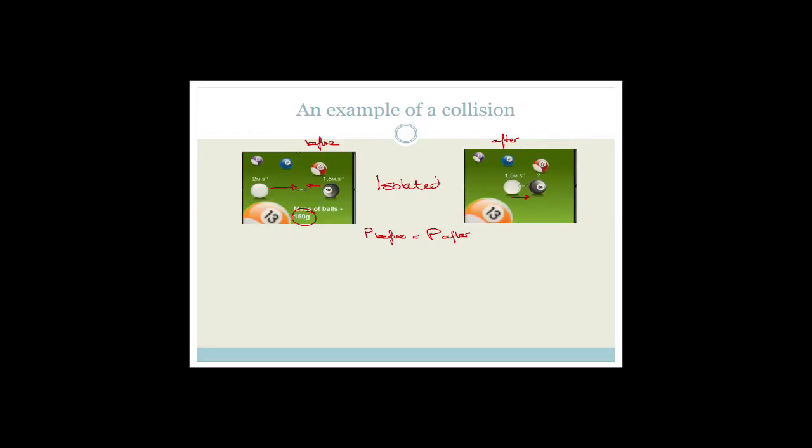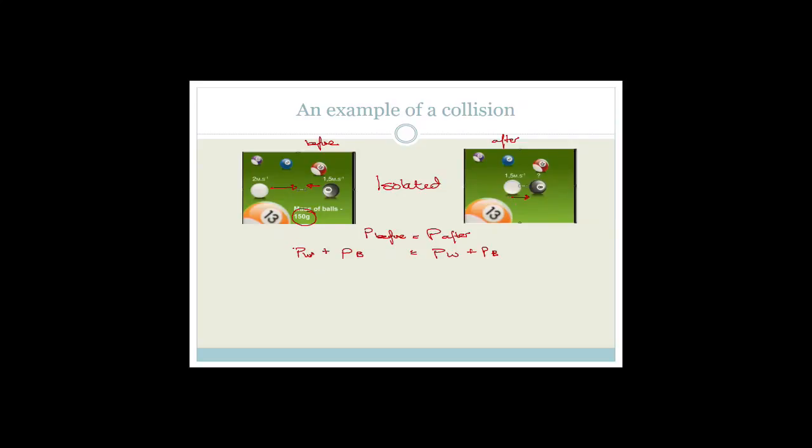It's just these two balls that are interacting, and therefore we can say that the momentum before has to equal the momentum after. So what does that mean? It means that the momentum of the white ball, I'm going to call it W for white, plus the momentum of the black ball, I'm just going to write B, has to equal the momentum of the white ball plus the momentum of the black ball afterwards. Happy with that? Because the total momentum in that system before has to equal the total momentum afterwards.